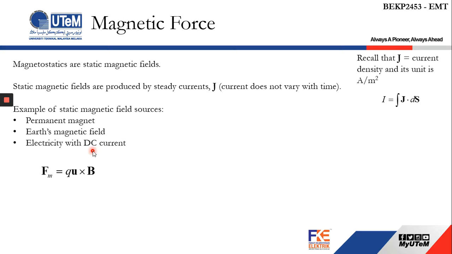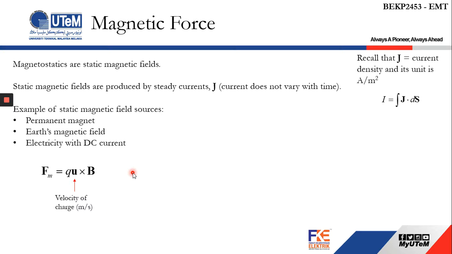So we need to understand how to use this equation. This equation states that the magnetic force is equal to Q U cross B. Now, if you want to find the magnetic force on a charge, first we need to know the magnitude and the polarity of the charge. So this is given by Q. And then we need to know U. U is the velocity or speed of the charge, and the unit is meter per second.